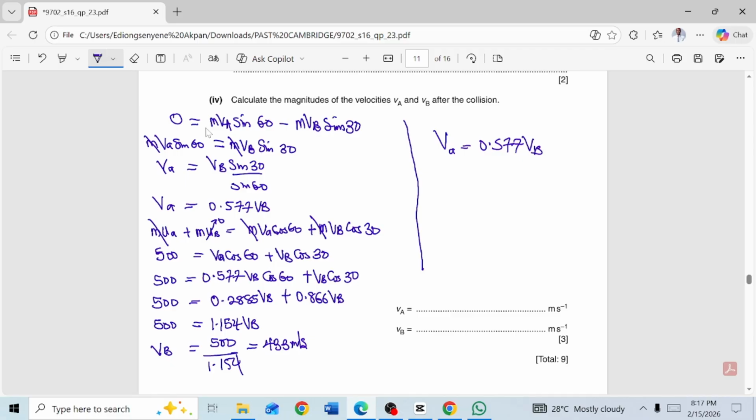Remember, our VA is given as VA equal to 0.577 VB. We substitute for VB to have VA equal to 0.577 times 433. This gives us 249.88, which we can write as 250 meters per second. We use this to fill in the space: VA equal to 250 while VB equal to 433. This is how to answer this collision question.